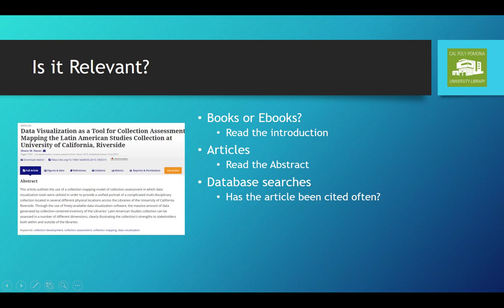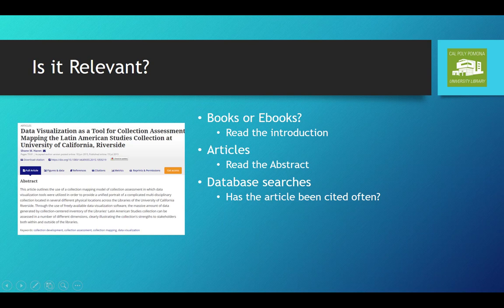When dealing with articles, a good practice is to always read the abstract before you choose to download the full text. The abstract is a short summary of what the article is about, which should help you determine whether or not it has anything to do with your research topic.